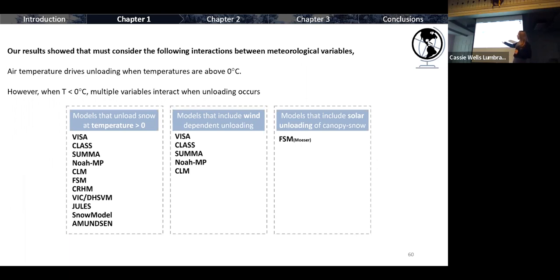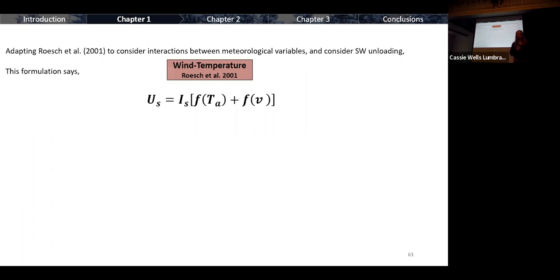And you can see most of them will just use temperature as a predictor. Some will include wind, and almost none include shortwave. So if we want to improve our modeling, then we should probably be considering these things. I'm going to go through this rather quickly, but we did some test modeling because we were just curious.